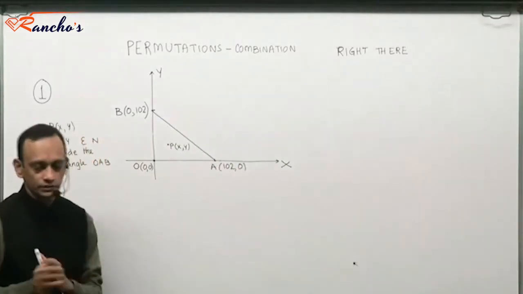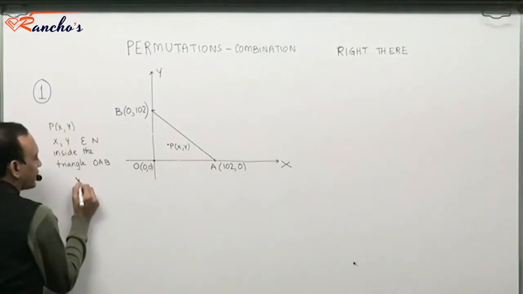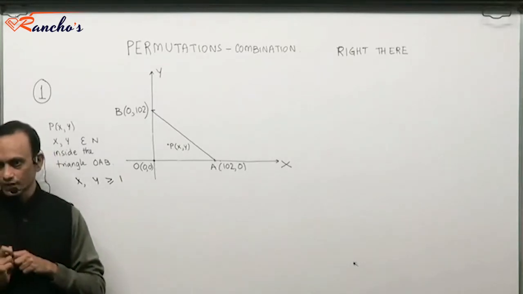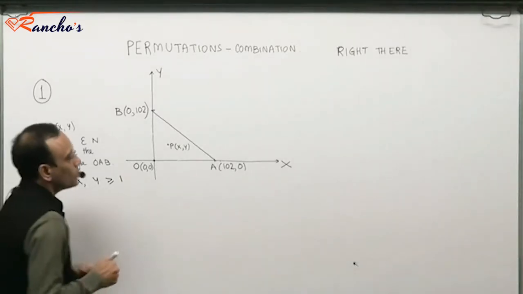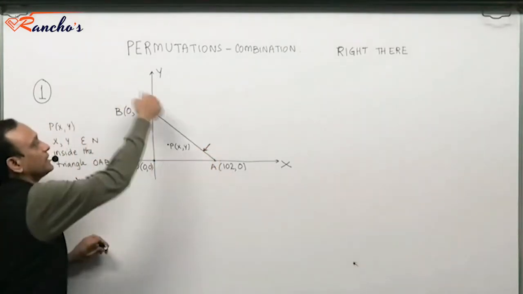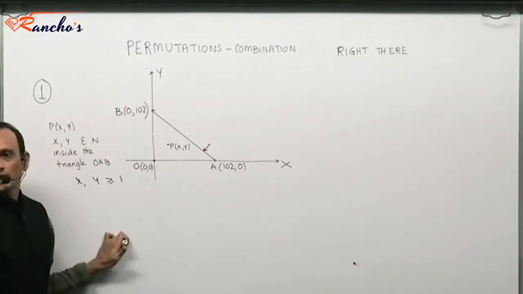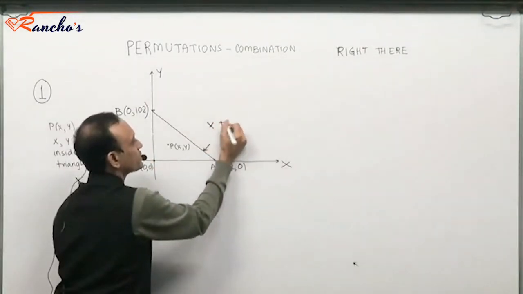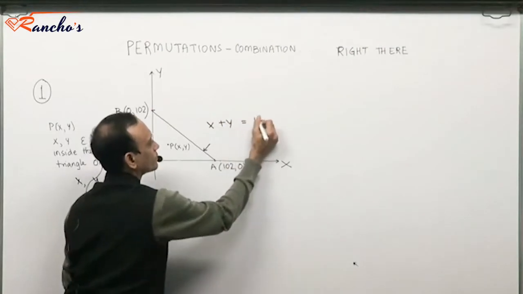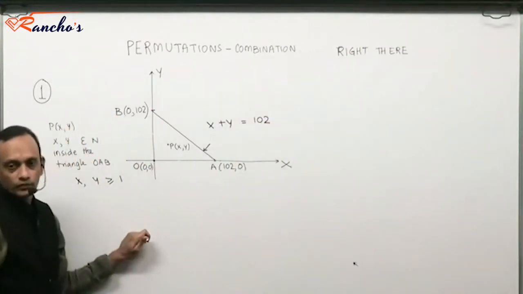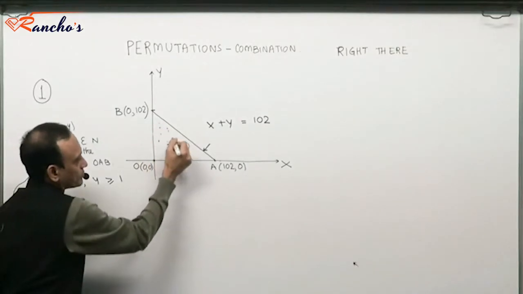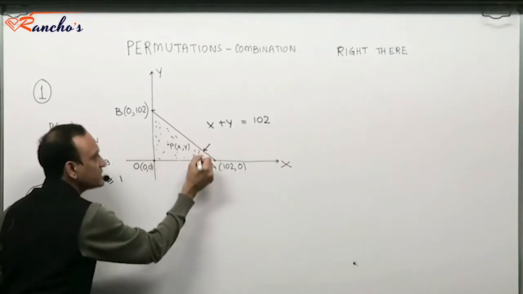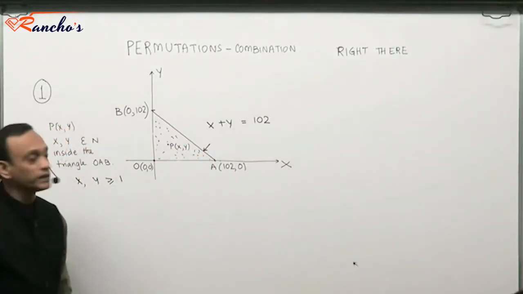Now for sure, like I said, x, y would be greater than or equal to 1, natural numbers. Also, what's the equation of this line AB? x plus y equal to 102. Do you realize that? x plus y equal to 102 is the equation of this line. And what are we trying to do? We are trying to deal with this region. Points not on the sides, inside the triangle. We are trying to deal with this region, right?